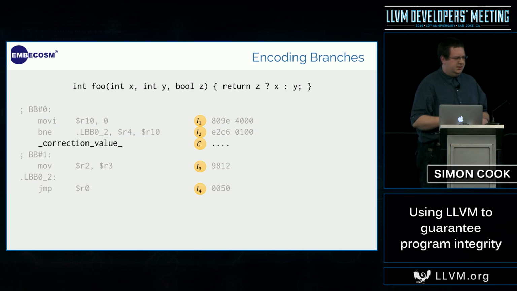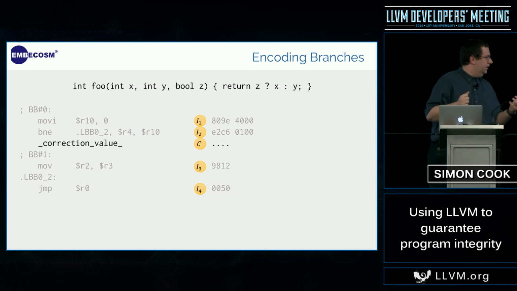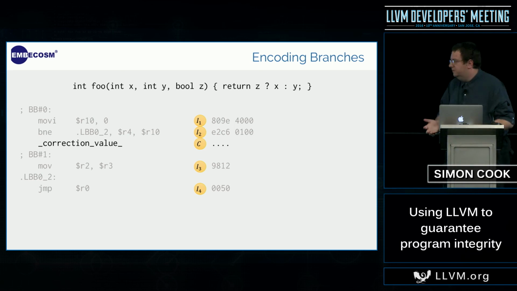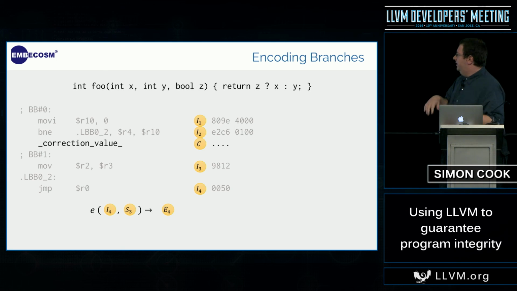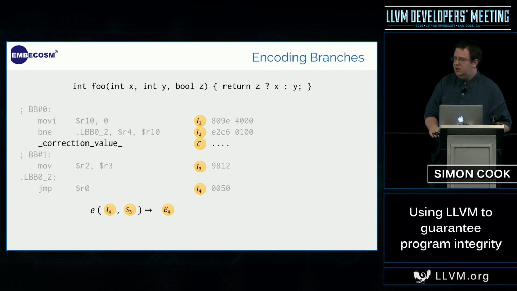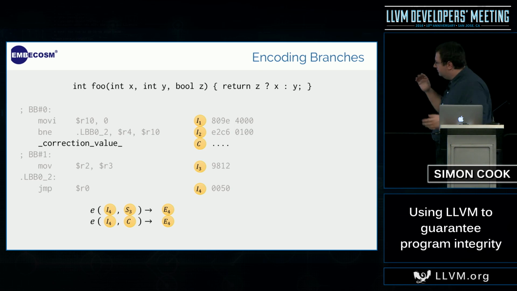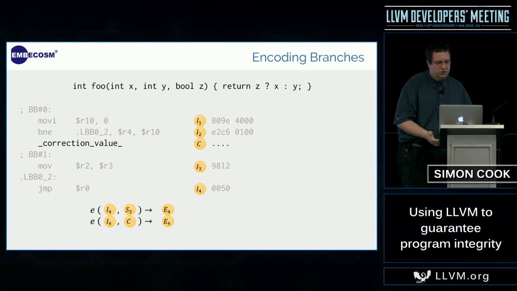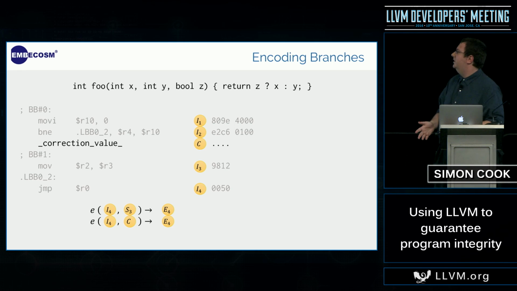So using this, the instruction 4 is encoded the same way. But if the branch in the second instruction is taken, then instead of using the normal state that we would get here, we would just use this value that we stuck in the instruction stream and get the same value.